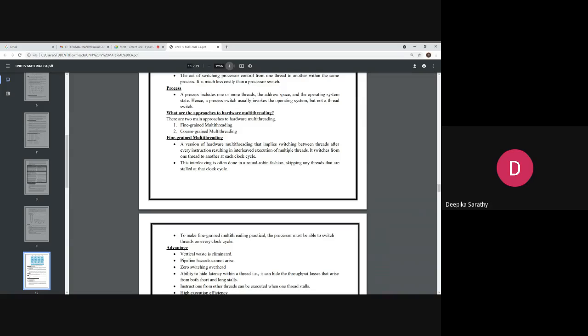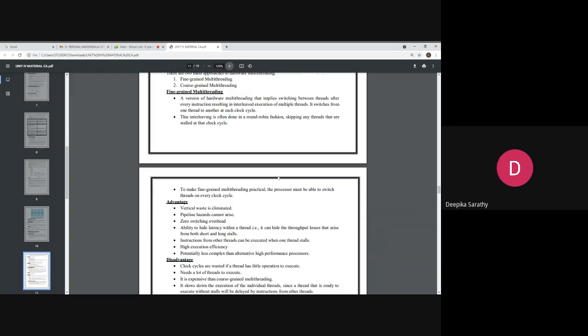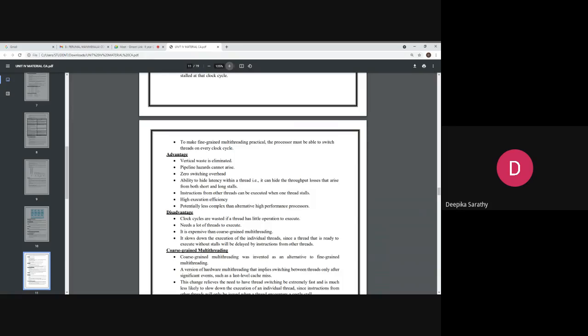Clear? That is, to make fine grain multi-thread practical, the processor must have the capability of switching from one thread to another thread on every clock cycle. The advantage here is that vertical waste is eliminated. Any vertical waste, that is the time wasted when switching from one switch to another, is eliminated. Next, pipeline hazards cannot arise.